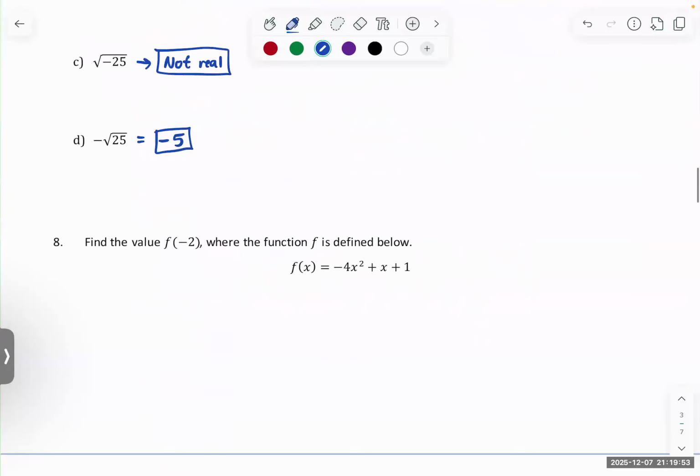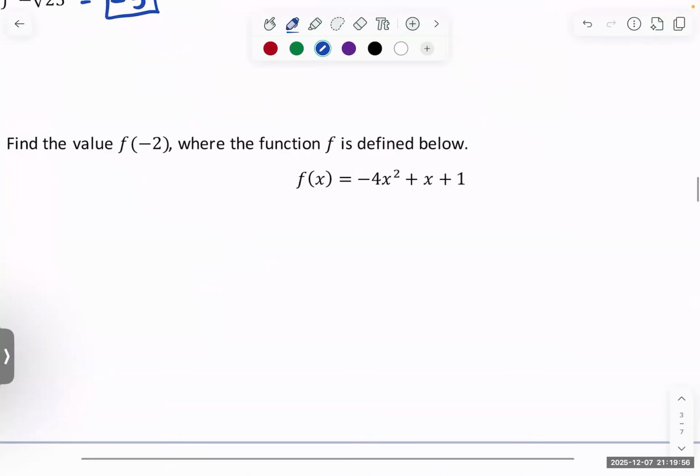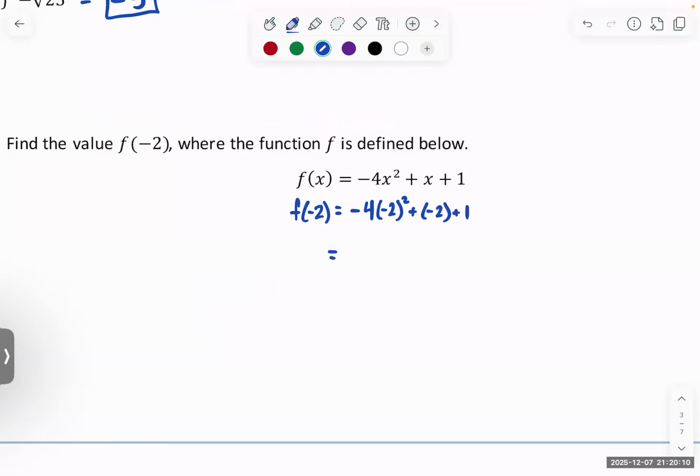Excellent. Find the value f of negative 2 where the function is defined below. So all you're doing is just plugging in negative 2 for where you see an x, which is equal to negative 4 times 4 minus 2 plus 1. This is negative 16 minus 2 plus 1, which is negative 18 plus 1, which is negative 17. That's your final answer.